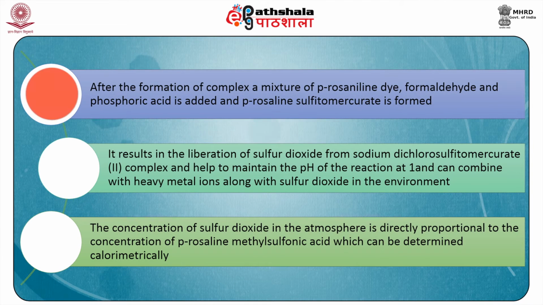After the formation of the complex, a mixture of p-rosaniline, formaldehyde and phosphoric acid is added and p-rosaniline methyl sulfonic acid is formed. It results in the liberation of sulfur dioxide from the dichlorosulfitomercurate complex and helps to maintain the pH of the reaction at 1, and can combine with heavy metal ions along with sulfur dioxide in the environment. The concentration of sulfur dioxide in the atmosphere is directly proportional to the concentration of p-rosaniline methyl sulfonic acid, which can be determined colorimetrically. So it is easy.